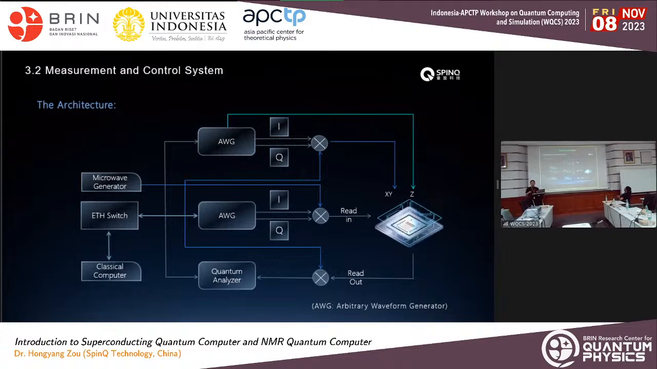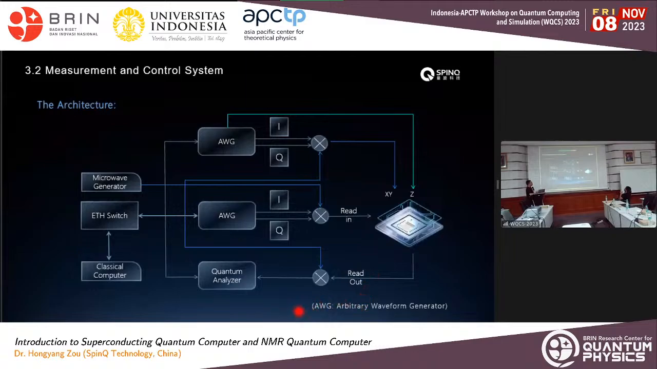For example, initially it's 0 state, and then I send a pulse through this XY line, and then I will get the 1 state of this qubit. And after this we also have the readout line. The reading part is similar. Also, the AWG sends out I and Q mixed with the microwave and sends in the signal. But this signal is usually between 6 to 8 gigahertz. And then the signal passes through the transmission line in the chip, and it comes out.